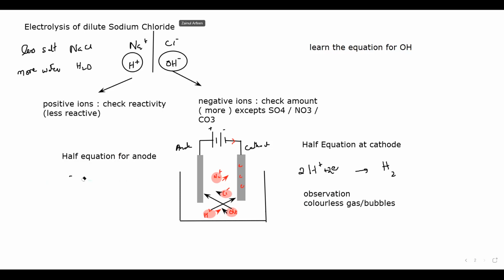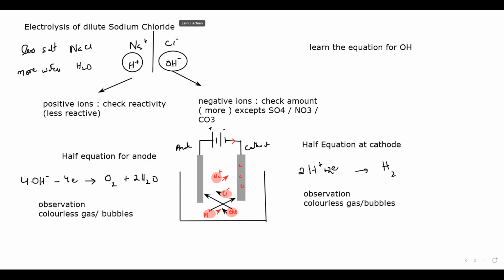This is what happened. But the overall equation for OH is you have to learn or memorize that when four hydroxide ions are there, they will lose four electrons and produce one oxygen molecule and give two water molecules. This is the fixed equation which you have to learn for hydroxide ions. Whenever hydroxide ion moves, they will give oxygen and water molecules. So what is the observation? Oxygen is also a colorless gas, so you will say a colorless gas or bubbles are seen at anode as well.